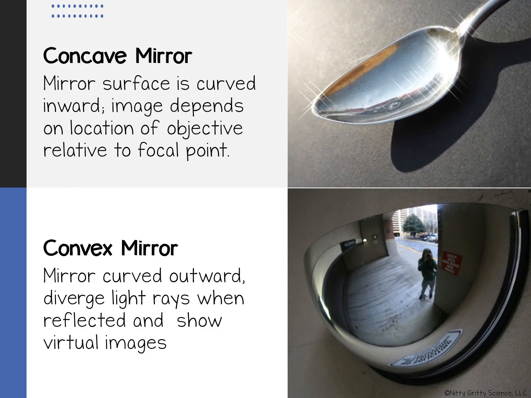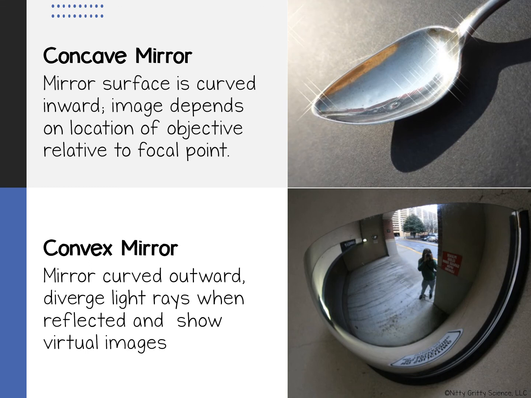A mirror that curves outward is called a convex mirror. Light rays that hit a convex mirror spread apart after they are reflected. The reflected rays never meet, so the image formed by a convex mirror is a virtual image. The image is always upright and smaller than the actual object is.